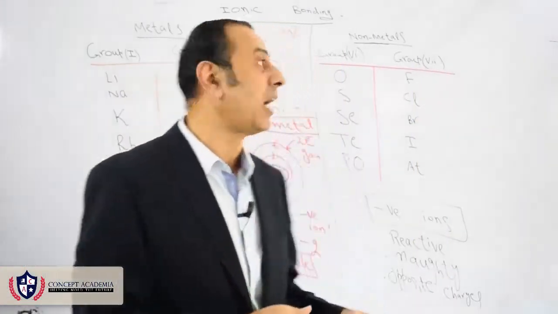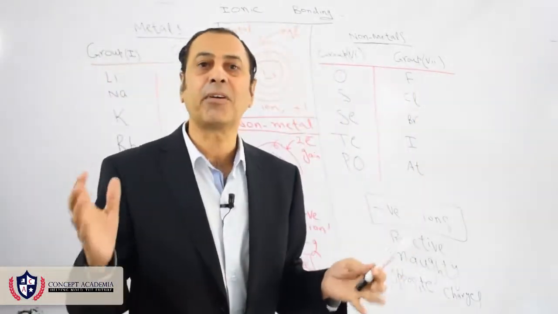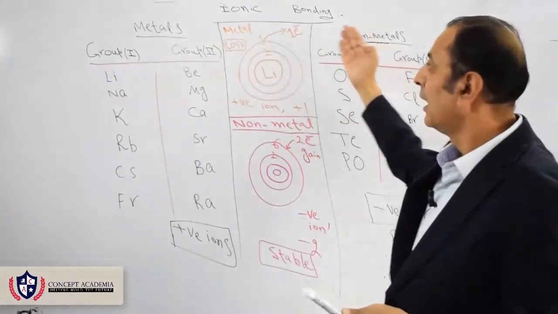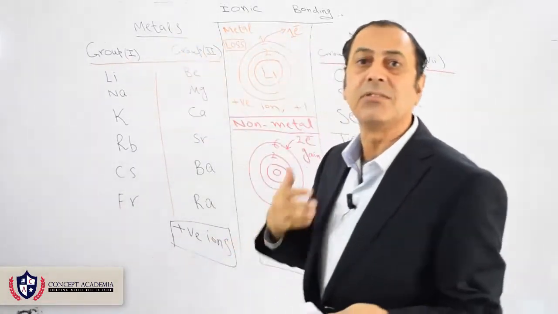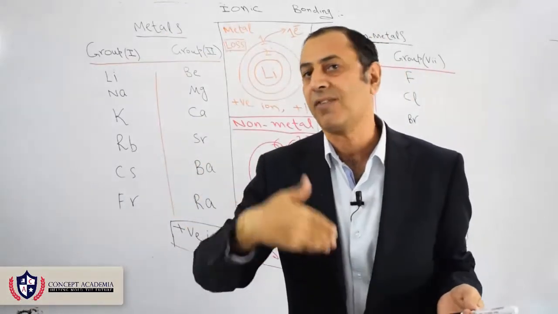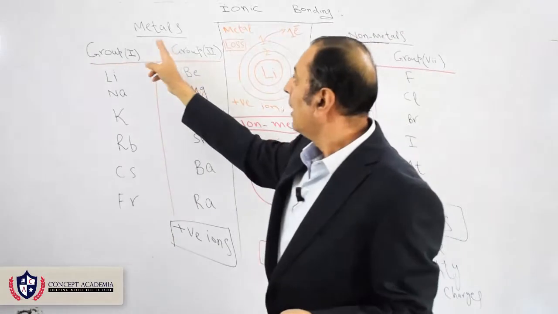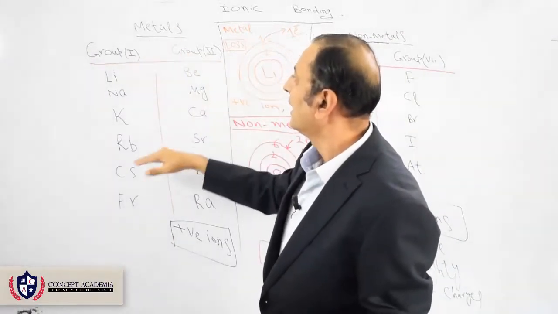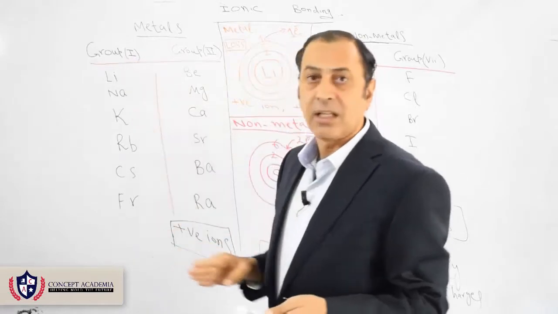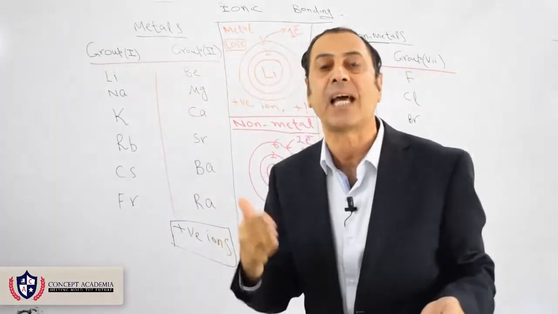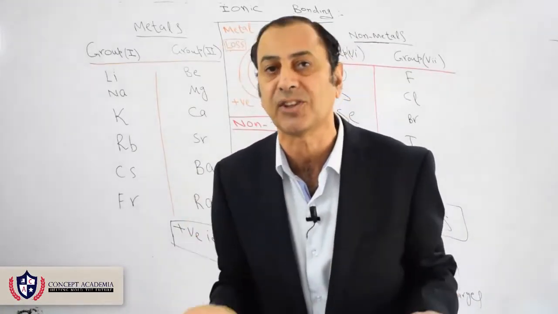Today's topic is ionic bonding. Ionic bonding is formed between metals and non-metals. Metals are pretty keen to give away their electrons, and they are always ready to give their electrons. Metals are in group 1 and group 2, and group 1 metals have one electron in the last shell. The group number tells us the number of electrons in the last shell.